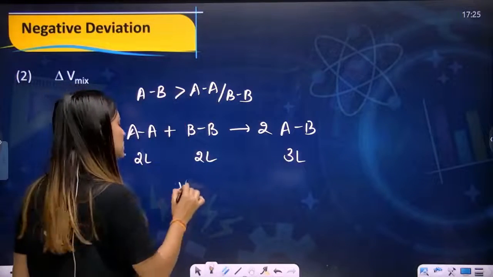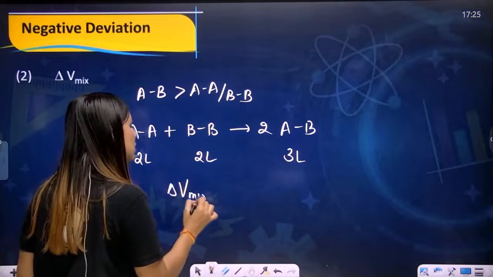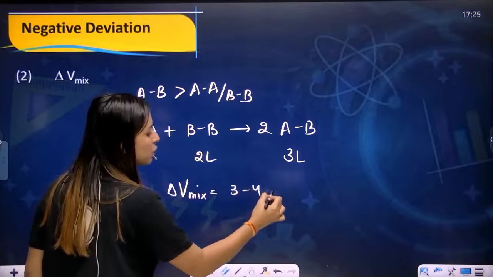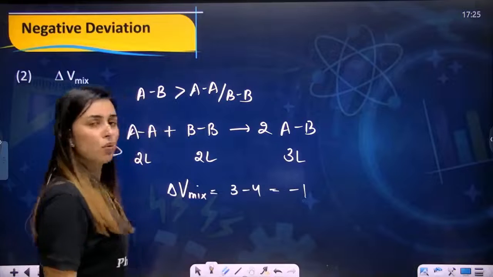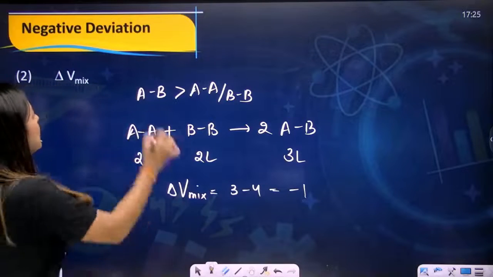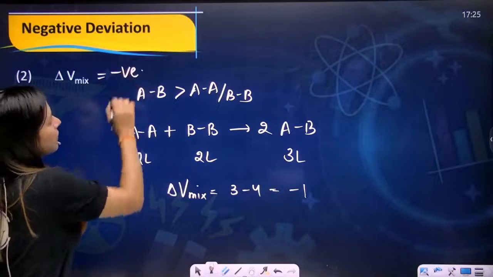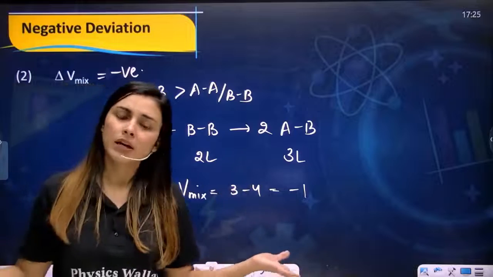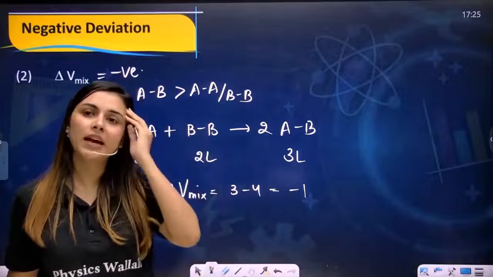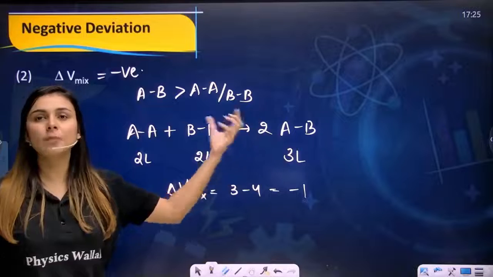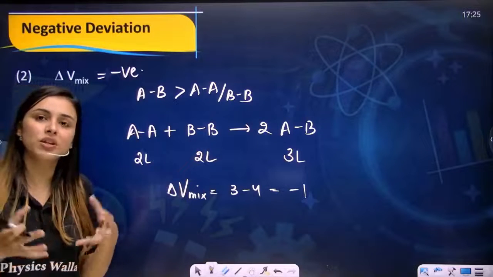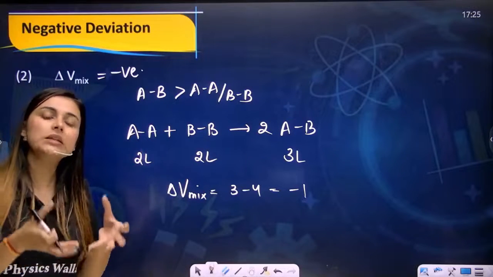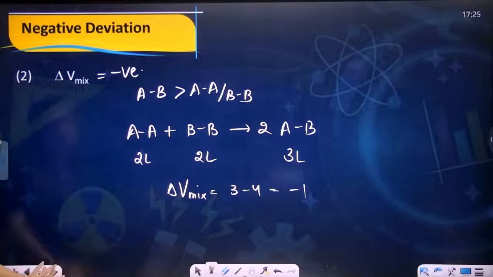Then my dear students, delta V mixing will be equal to 3 minus 4, which is equal to minus 1, which means negative. So delta V mixing will be negative, right? I hope you're clear with this concept again. Because the interactions were stronger, particles will come closer to each other, contributing to a lesser volume. Okay, perfect. Let's move forward.